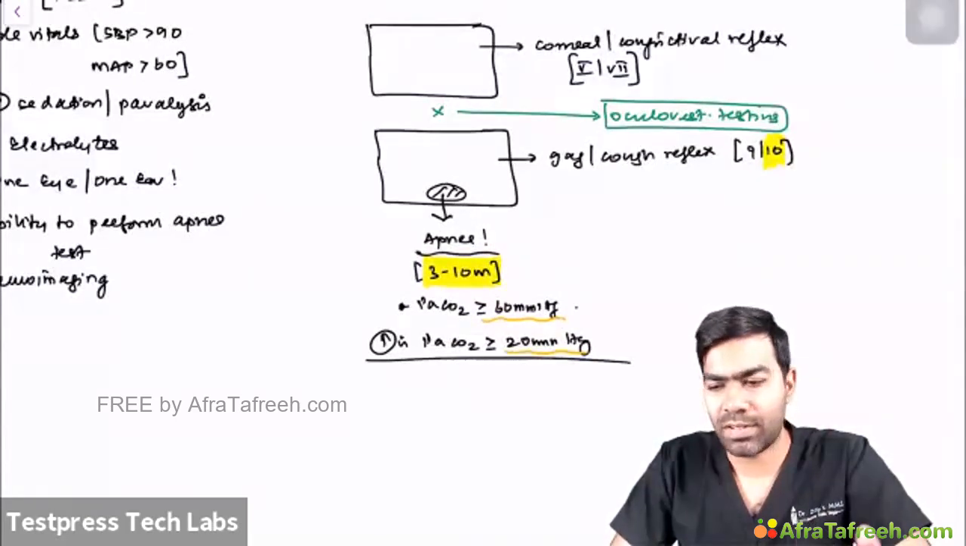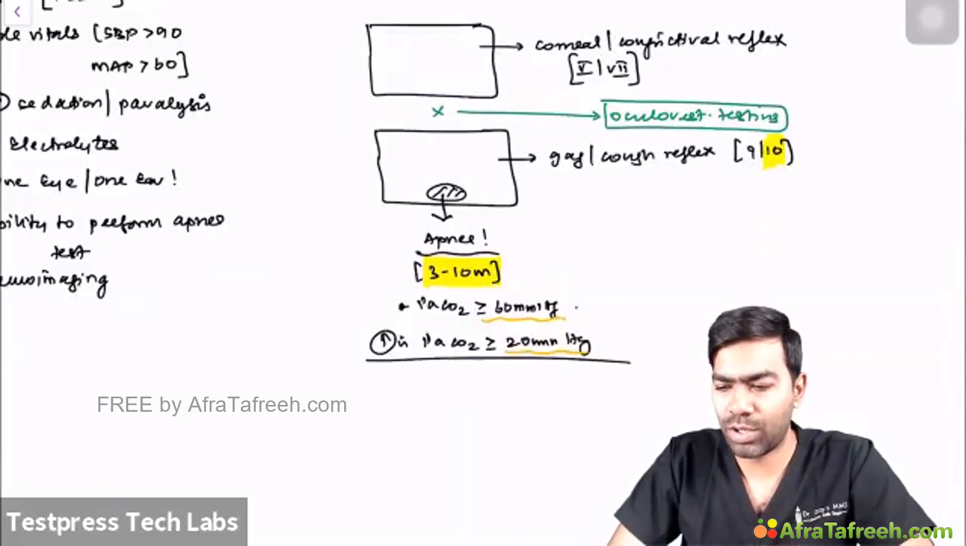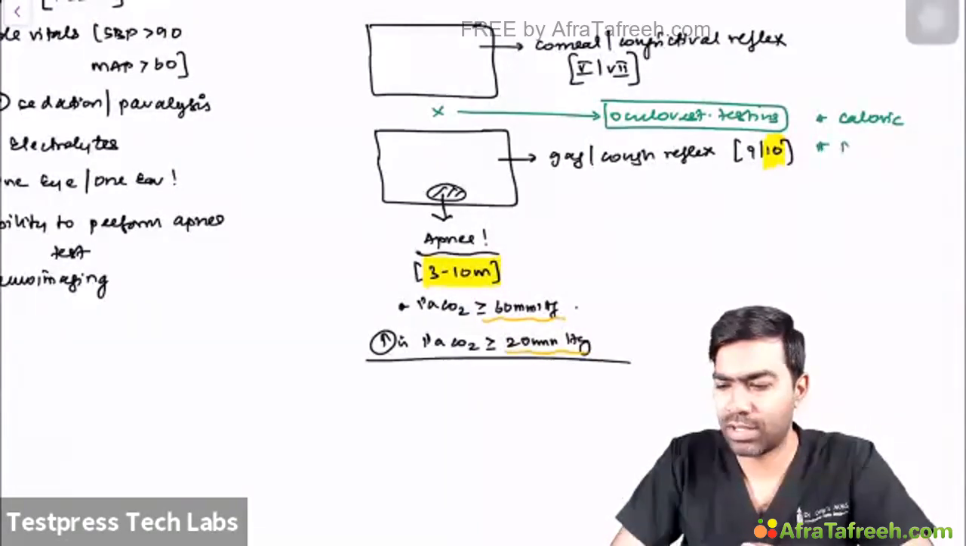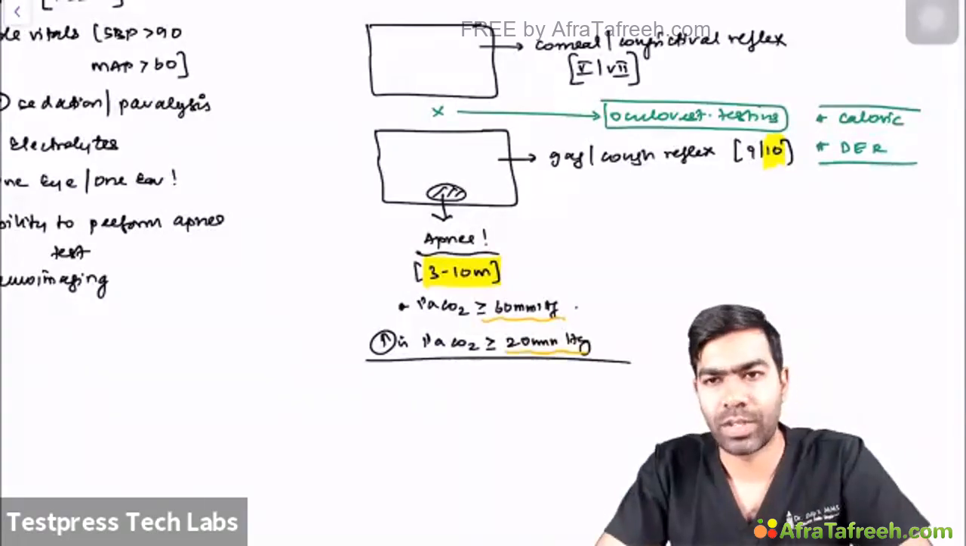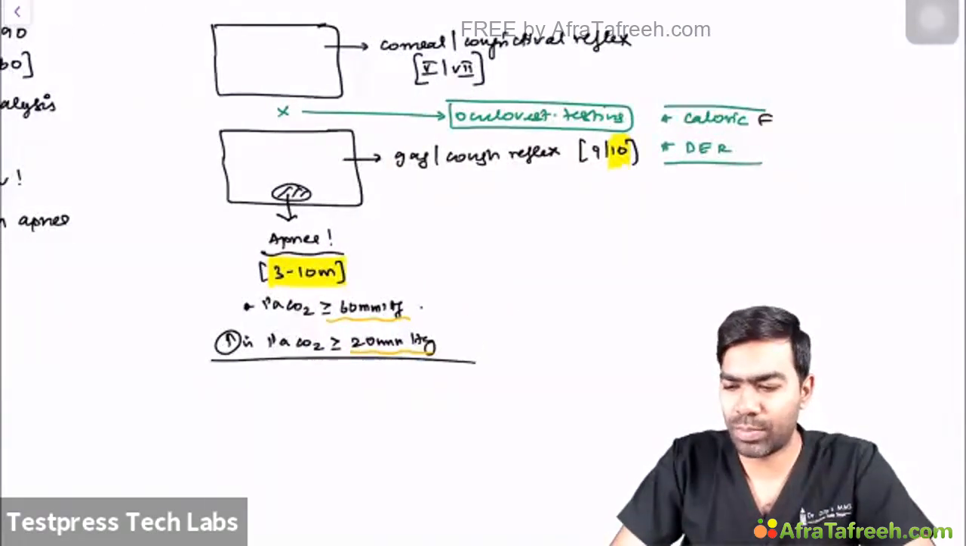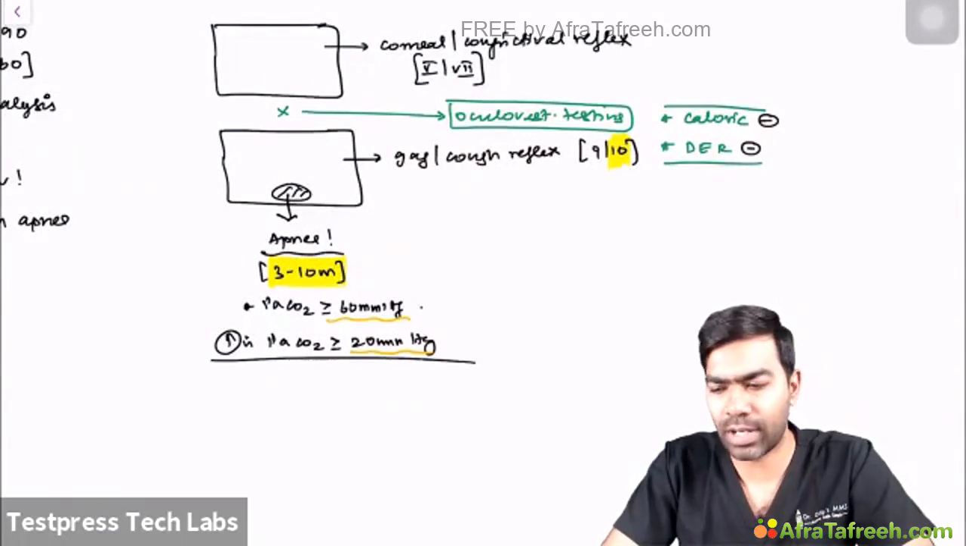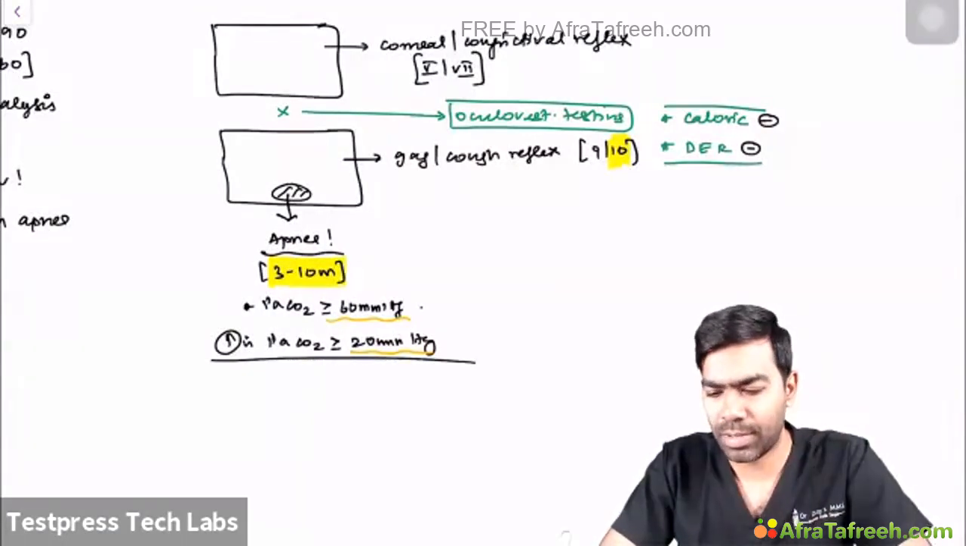And at the same time, we have something called a Dulce reflex also. I'm going to do two tests based on this. One is called a caloric test, and the second one is called a Dulce response, DR. So two things I'm going to check for. Basically, caloric testing also should be negative, and the Dulce response also should be negative to declare the patient is brain dead.